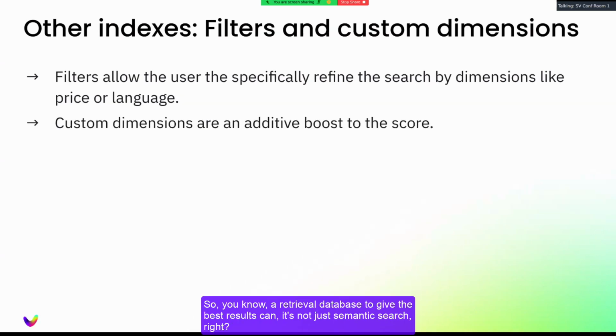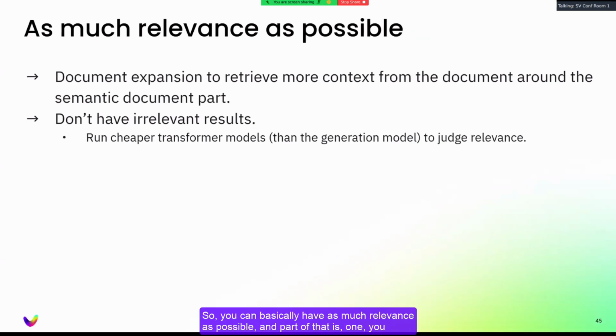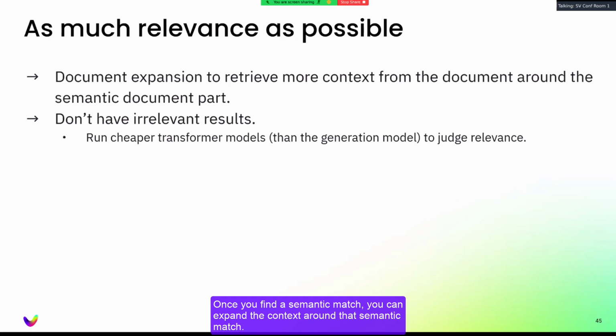So, for a retrieval database to give the best results, it's not just semantic search, right? You can do regular filtering. If you know it's products, you can filter by product rank or product sizes, stuff like that. It's very important that you be able to figure out what best suits the generation by using the most sophisticated retrieval possible, so you can have as much relevance as possible. And part of that is, one, you can expand the document. Once you find a semantic match, you can expand the context around that semantic match.